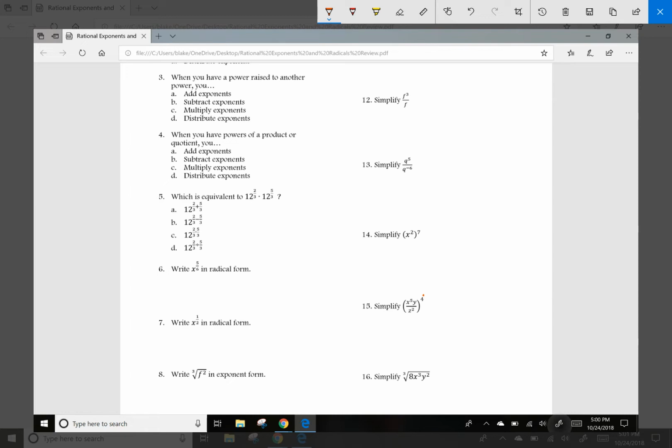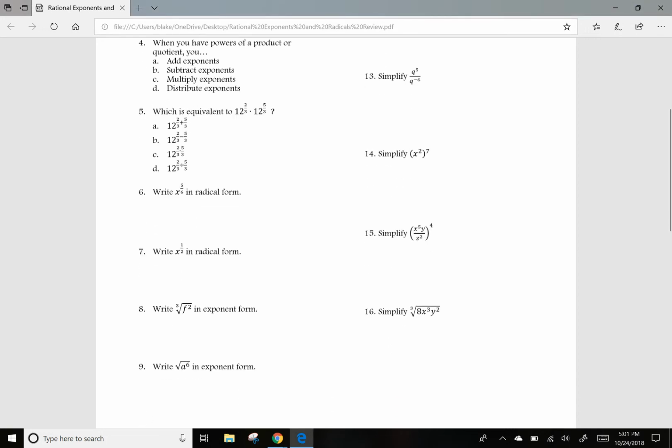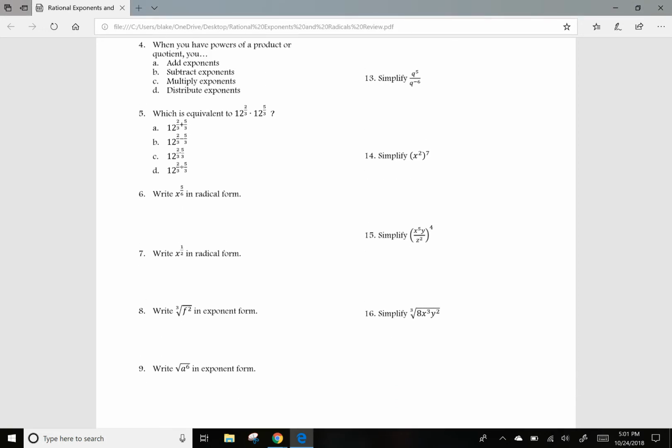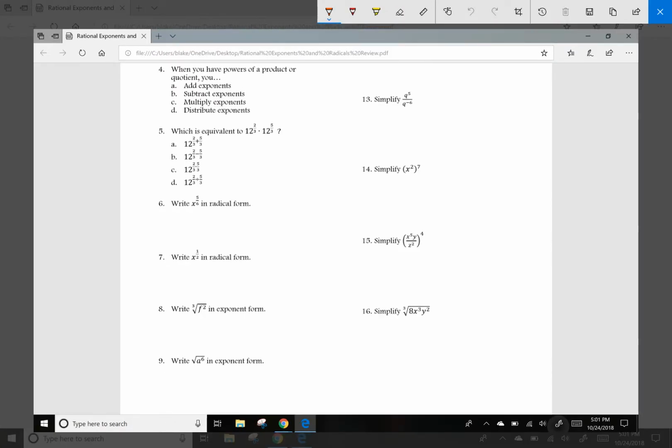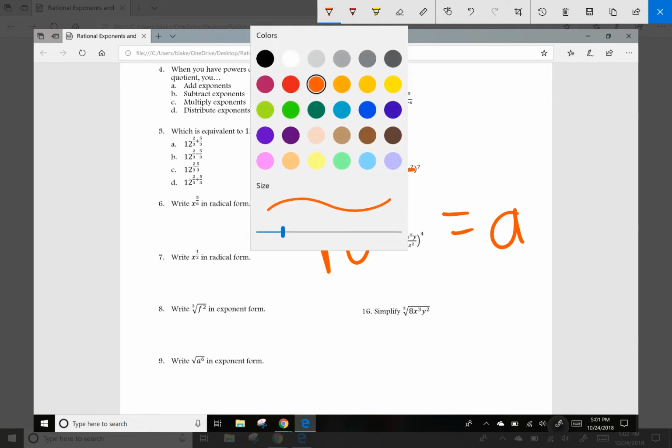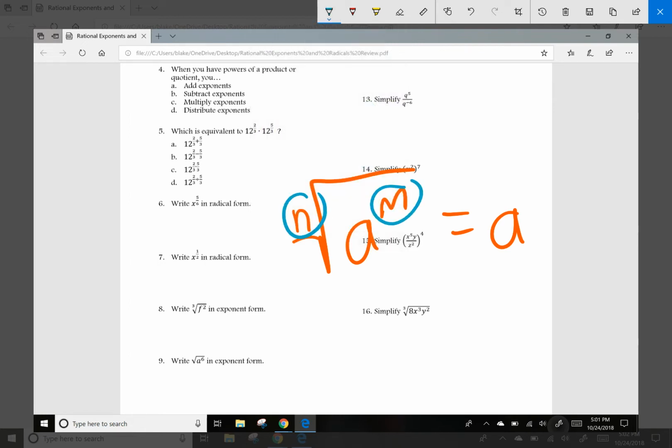So number 6 and 7, 8 and 9 are all very similar. But 8 and 9 are the opposite of 6 and 7. So you're just going to put 6 and 7 into radical form. What I mean by that is we talked about the radical. So if this is my radical, all I would do to put it in exponent form is keep the base and write these different values as the exponent. So m is my numerator, n is my denominator. That's the exponent for a. So you're just going from one form to another. You're not really solving anything.